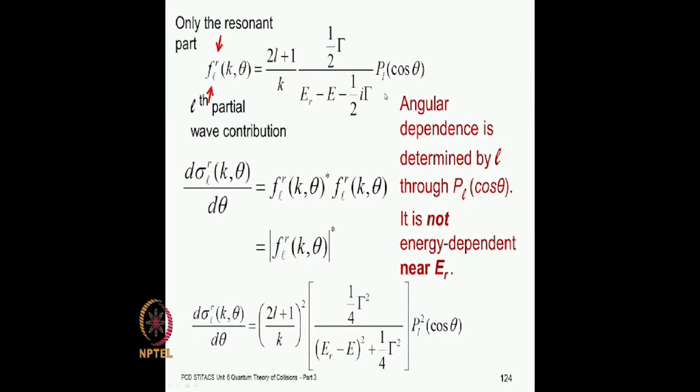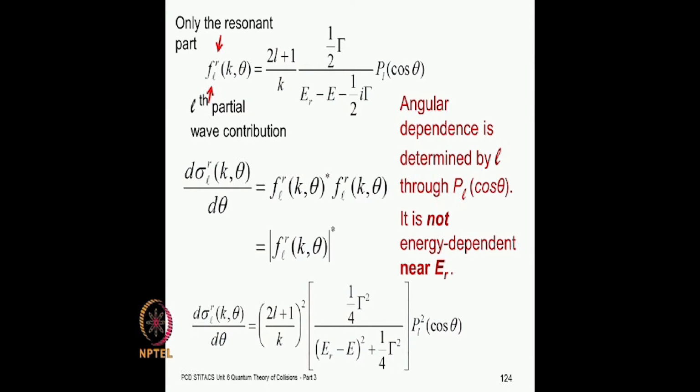Notice that the angular dependence is determined only by this Legendre polynomial. There is nothing over here in the remaining factors which depends on angle. So whatever angular dependence the differential scattering cross section has comes only from the dependence of the Legendre polynomial on the angle, because PL for every value of L has a different dependence on theta, which is given by PL cos theta. So this is the only thing which determines the angular dependence.